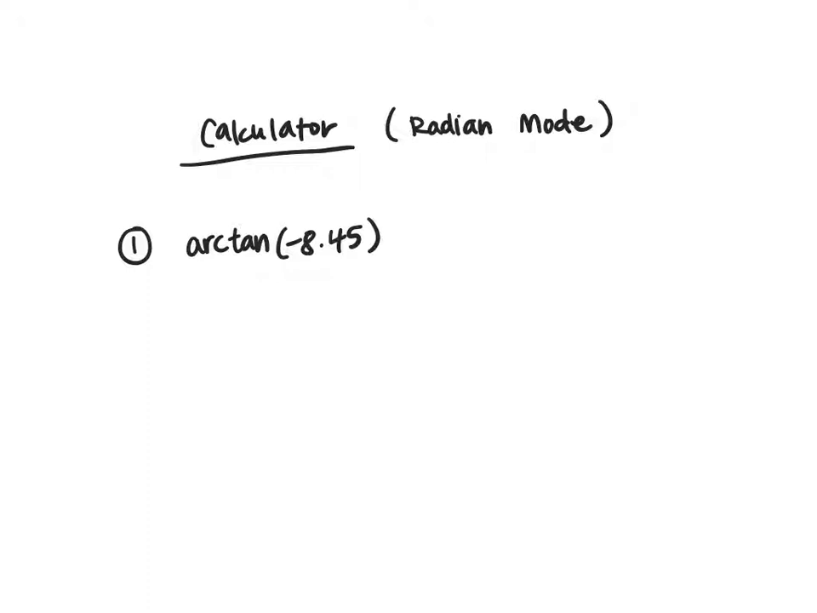So try this calculator problem. Be in radian mode. I'll tell you that in the directions. What is arctangent of negative 8.45? So in your calculator, you would put inverse tangent, second tangent, of negative 8.45.